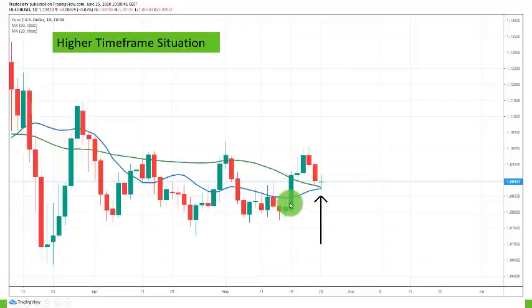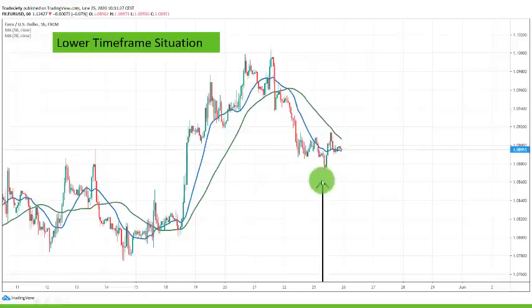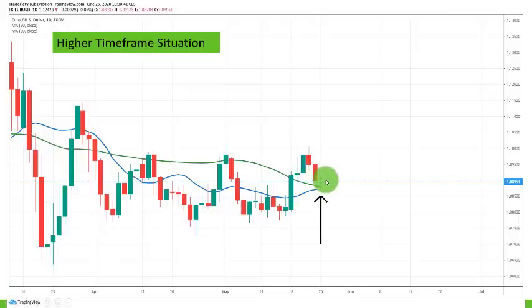What we are going to look for is a break above the moving average and then a pullback back into the 2 moving averages. It's also very important that the 2 moving averages are very close together and that the price action is stopping here. And now we're going to a lower time frame. So now we're on the 1 hour time frame. This is how this exact situation looks on the lower time frame.